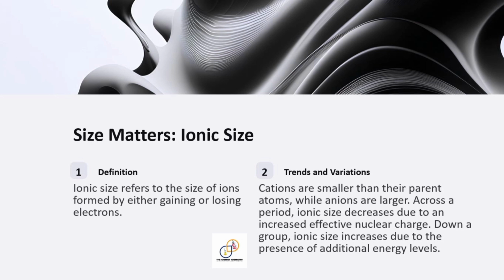Across a period, ionic size decreases due to an increase in effective nuclear charge. Let's take note of that. Ionic size decreases due to an increase in effective nuclear charge. The explanation is clear. And then down a group, ionic size increases due to the presence of additional energy levels. Yes, so let's take note of that.